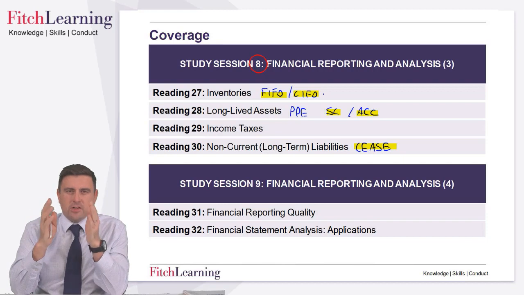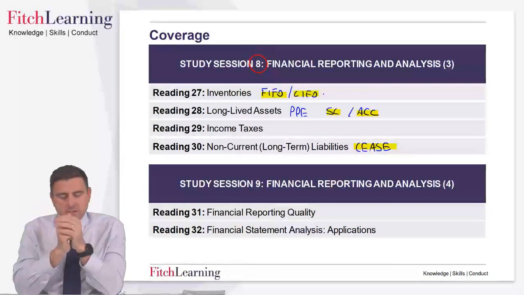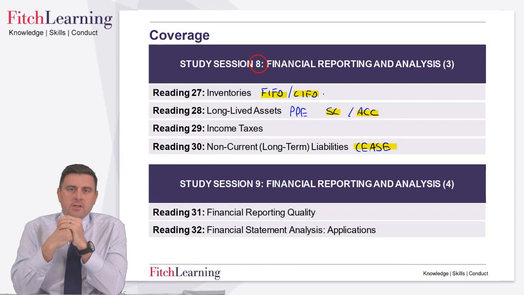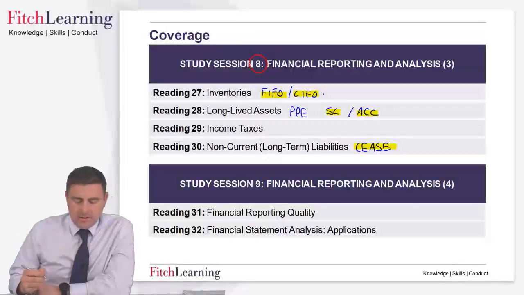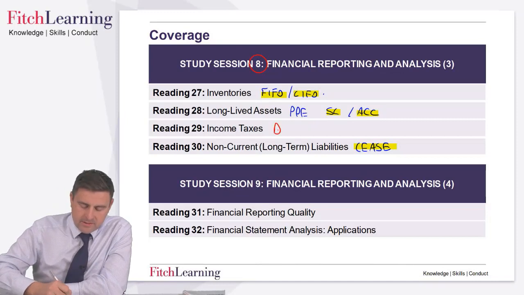And in the accounts, naturally you find we provide little summary diagrams of the impact on certain ratios of your accounting choices. Reading 29, not everyone's favorite as well. This is dealing with the world of deferred taxes.